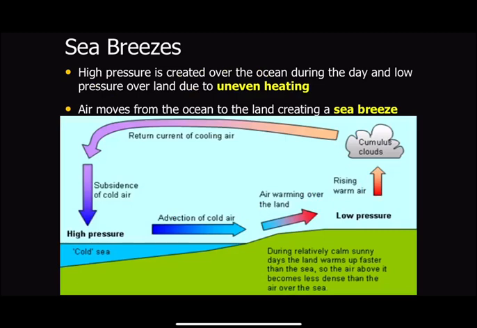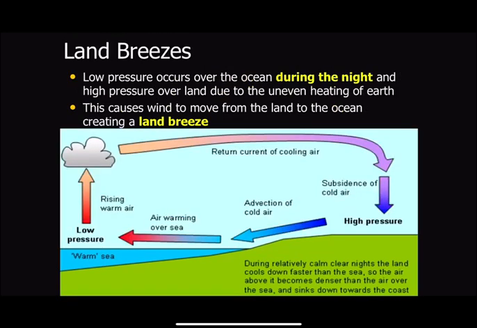But now what happens during the night? Well, usually we'll have land breezes. Low pressure occurs over the ocean during the night, and high pressure over the land due to uneven heating of the earth. This causes the wind to move from the land to the ocean, creating a land breeze.